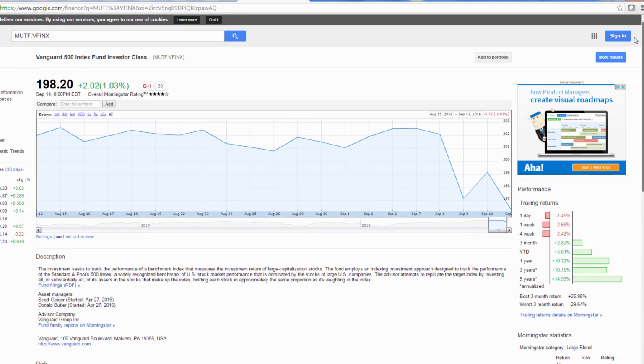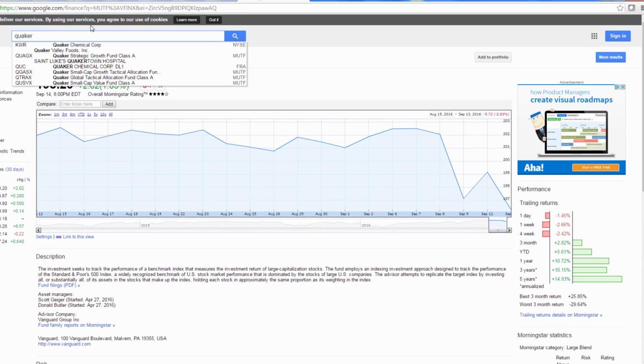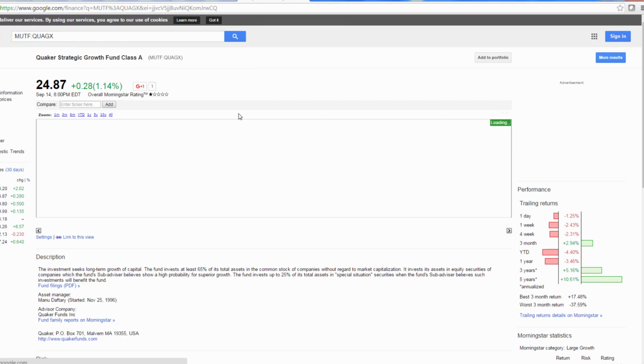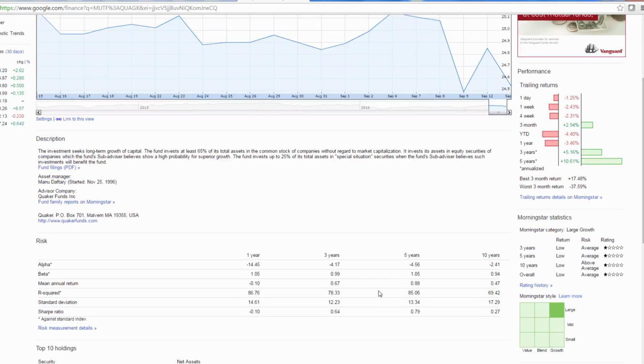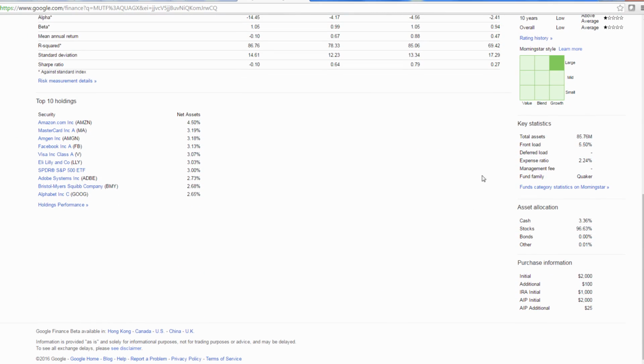Let's compare now to Quaker. You can see how quickly we're able to get this information. If I put in Quaker, and if I didn't know the symbol, I can just type in Quaker and find their Quaker Strategic Growth, right? We were looking at the A shares, which had the big front-end load. So here's Quaker, and I can scroll down and see off to the side the front-end load of 5.5% and the overall expense ratio, not broken down, of 2.24. It's all loaded in there. There's no deferred load, no back-end charge, no extra management fees, but I'm getting 2.24 every year on that.